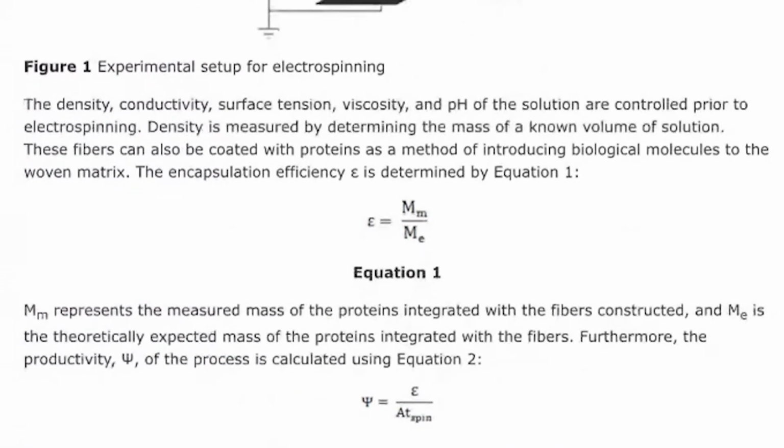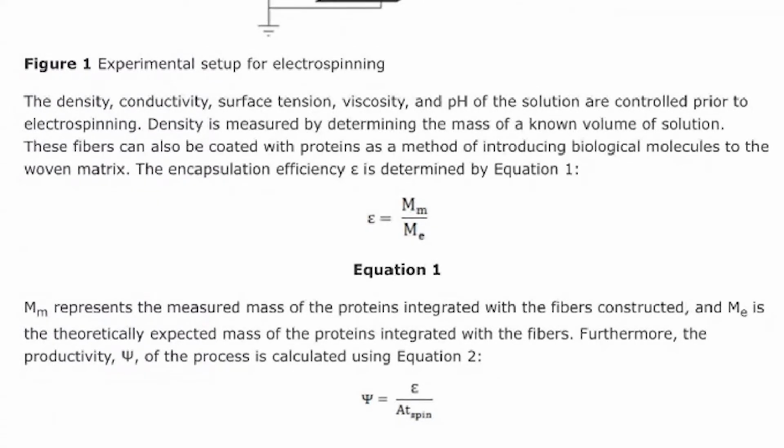In the next paragraph, we have the density, conductivity, surface tension, viscosity, and pH of the solution are controlled prior to electrospinning. Density is measured by determining the mass of a known volume of solution. These fibers can be coated with proteins as a method of introducing biological molecules to the woven matrix.